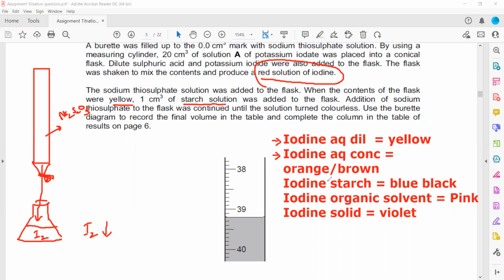When we add starch, iodine in the presence of starch is blue-black. That's why the contents of the flask, though they did not specify, turn blue-black. When starch is added, the same iodine will turn blue-black. And once all of the iodine is used up, there will be no color of iodine and it will be a colorless solution.